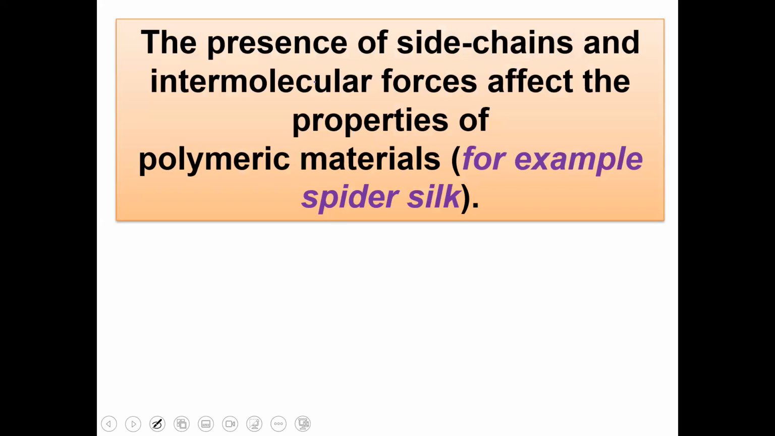The presence of side chains and intermolecular forces affect the properties of polymeric materials. For example, spider silk. This is a very interesting discussion, and in our old syllabus, it was a topic. They took it out when the 2016 syllabus update came. Why is it necessary to highlight these things? Because normally students go till 2012, and this is a good range from 2012 to 2023, which is around 10 to 11 years. Some people go beyond that.